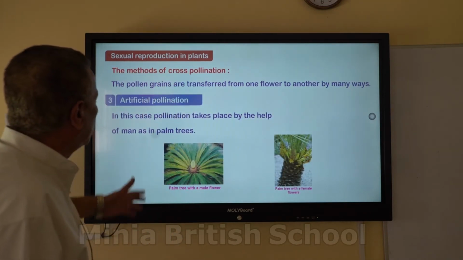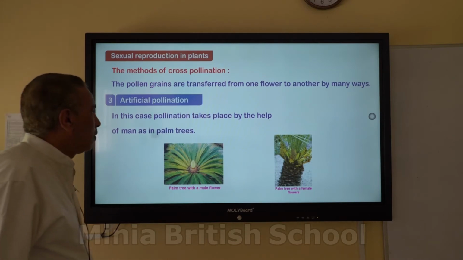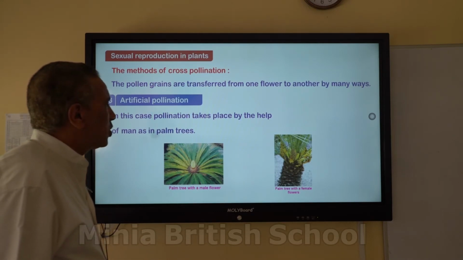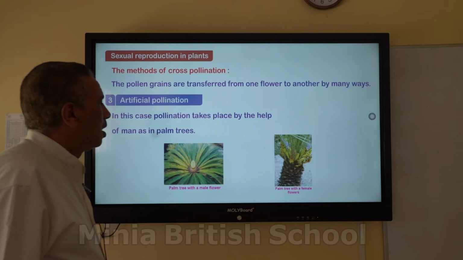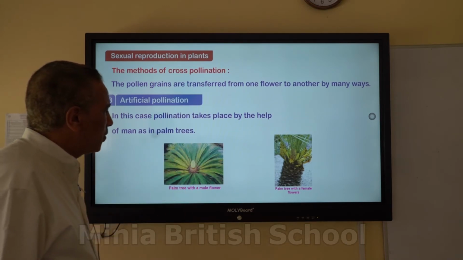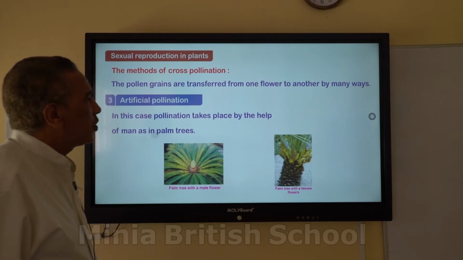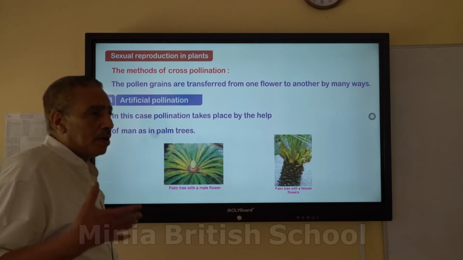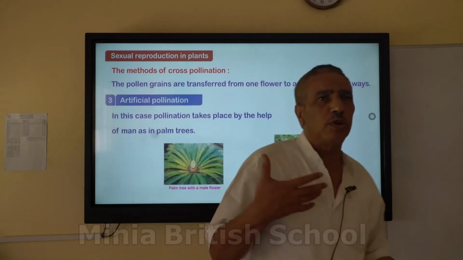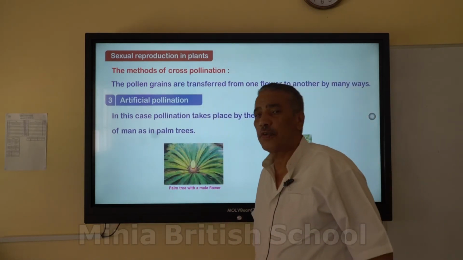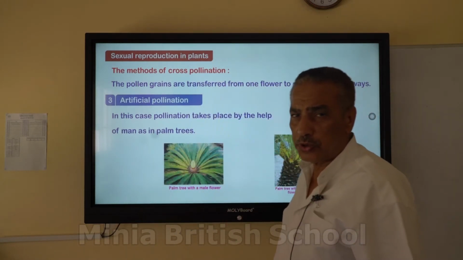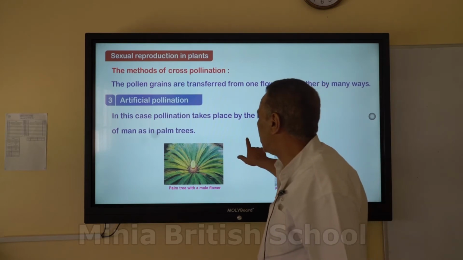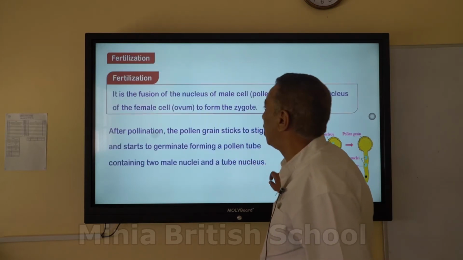We have also artificial pollination. In the case of pollination in palm trees, the way of pollination is artificial: the man will transfer the pollen grains from the anther to the stigma. And this is the artificial pollination.